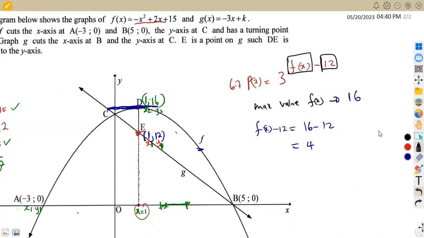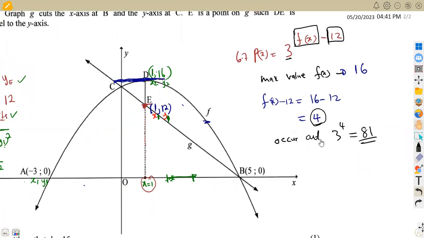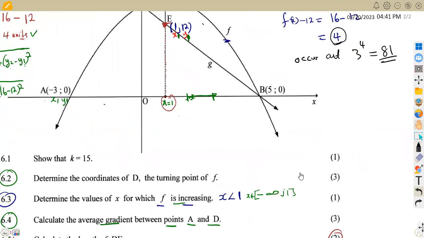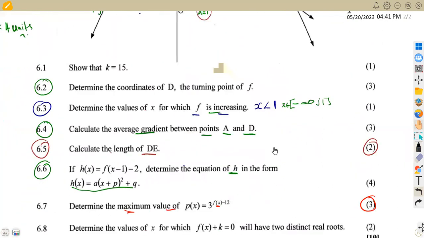So for this function, our maximum value is going to occur at 3 to the exponent of 4, the value of y that you are having. And 3 to the exponent of 4 gives us 81. That's how we obtain our maximum value in this case. Just a tricky question, but direct if you understand the concept of maximum values.